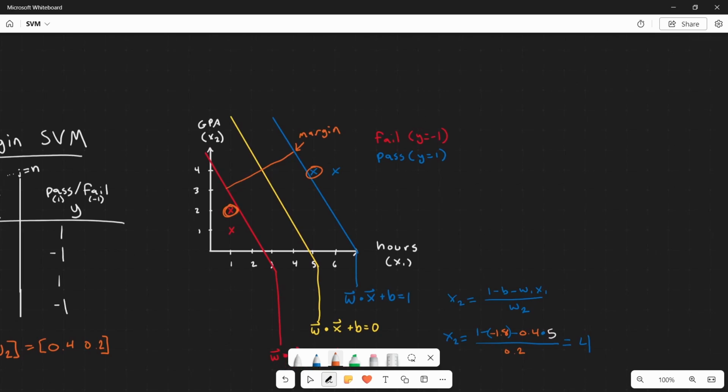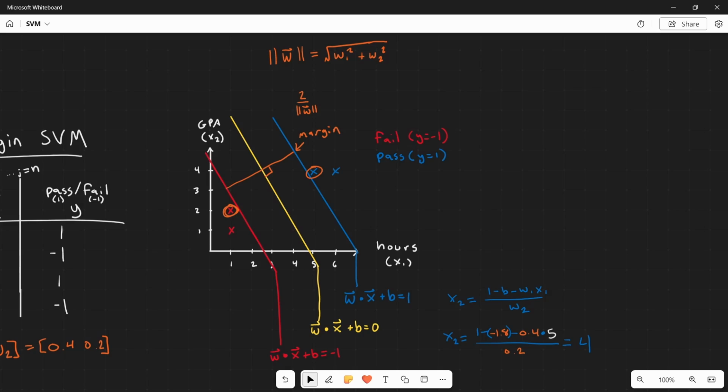A couple things to mention about this margin is, first of all, it's going to be perpendicular to our decision boundary, and it's going to take on the form of this equation: 2 over the magnitude of the weight vector. And since we want to maximize this margin, we can start writing out the algorithm that lets us do that. It might also be helpful to recognize what the magnitude of the weight vector actually looks like. So let's write that out.